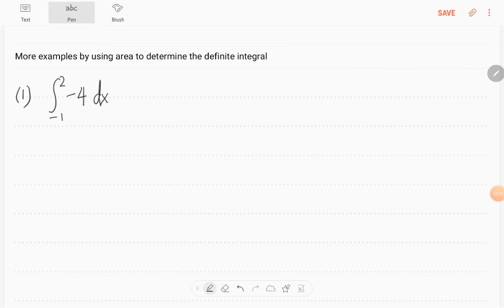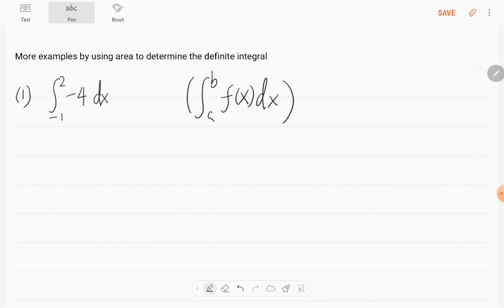Now let's look at more examples by using the signed area to determine the definite integral. The first example is the integral from -1 to 2 of -4 dx. Okay, so here let's compare the notation for the definite integral, which is the integral from a to b of f of x dx, right?